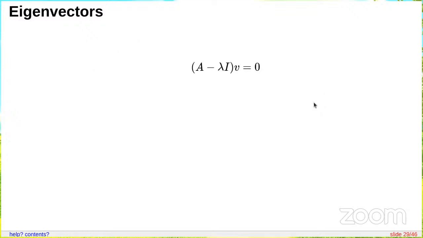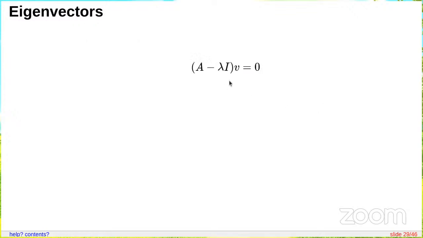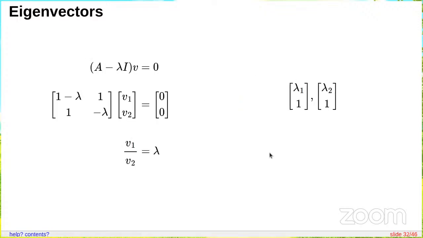We'll compute them. To compute them, assume I take one of these two lambdas and just call it lambda. So (A minus lambda I) times V is 0. This is A minus lambda I, and this is V equals 0. If you solve this, you will get this equation. You just take the second equation: V1 minus lambda V2 equals 0. So V1 by V2 equals lambda. Yes, sir. Okay, so do you all agree that these are two eigenvectors?